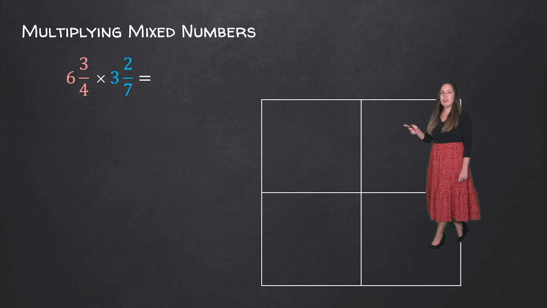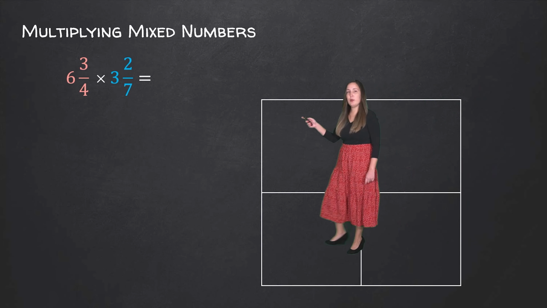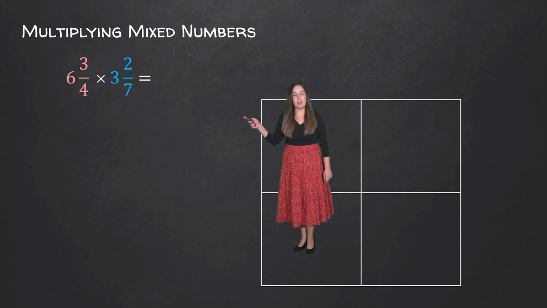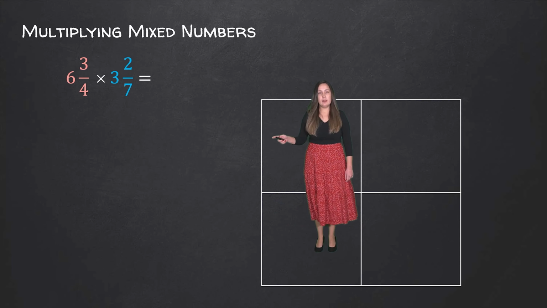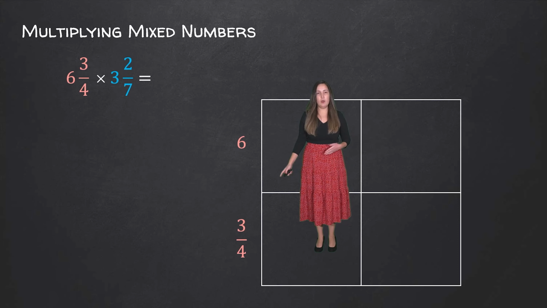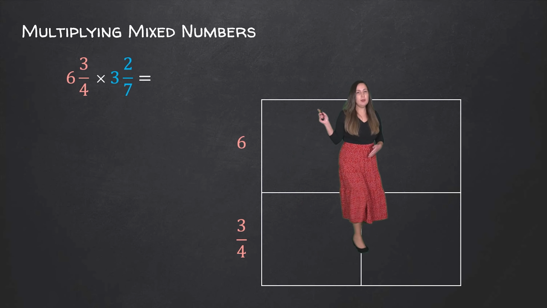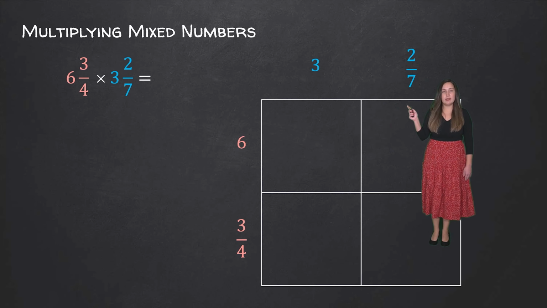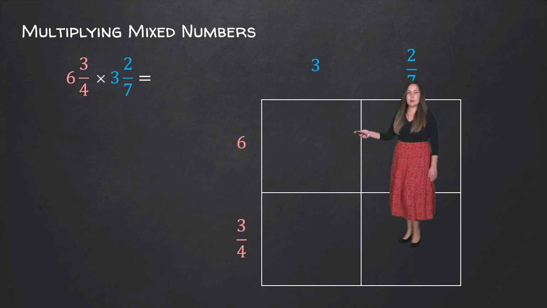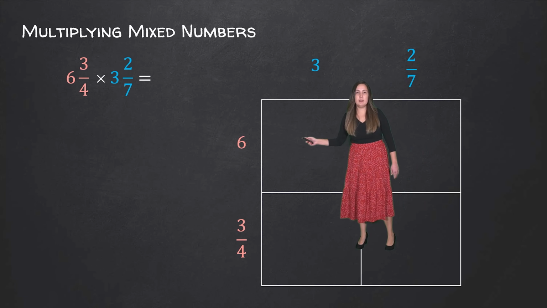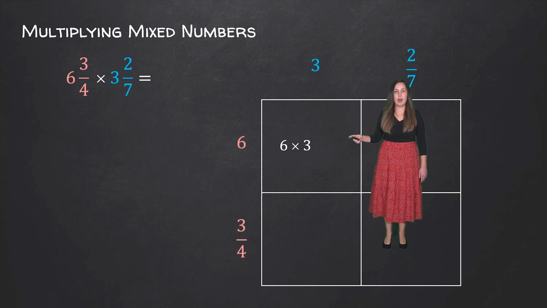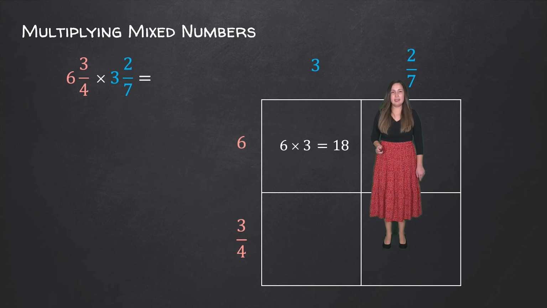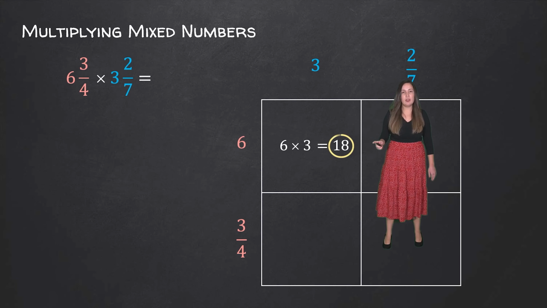So here we have another example, which is 6 3/4 times 3 2/7. We're going to write 6 here and then the 3/4 down there, so we can separate our whole number and our fraction. And we're going to do the same thing with 3 2/7. Then we're going to multiply 6 times 3 for this box, and here we get 18. So we're going to go ahead and circle that answer.